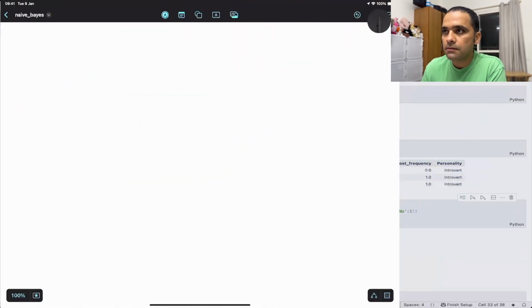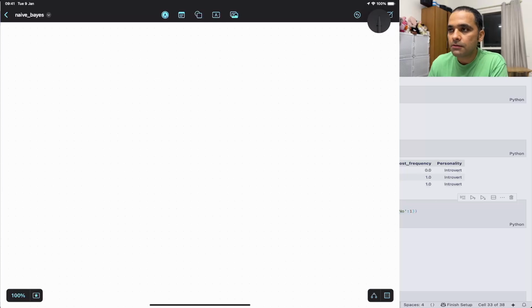with Naive Bayes algorithm, what it is basically, and then we can continue to the coding part of it. So let's say we have some data.